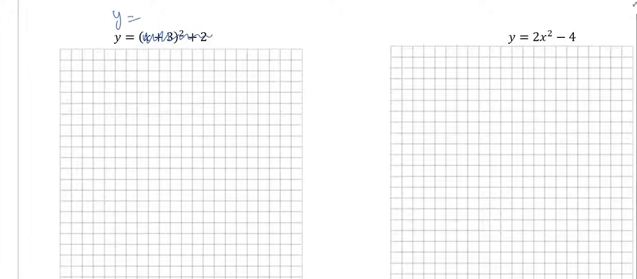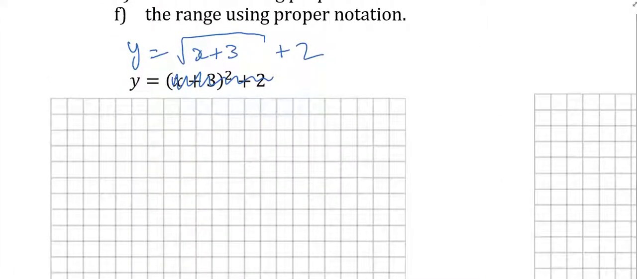And we've got to do y equals the square root of x plus 3, plus 2. So the first thing we can find is our A, our H, and our K, because you've got to get used to where those values are depending on how the equation looks.